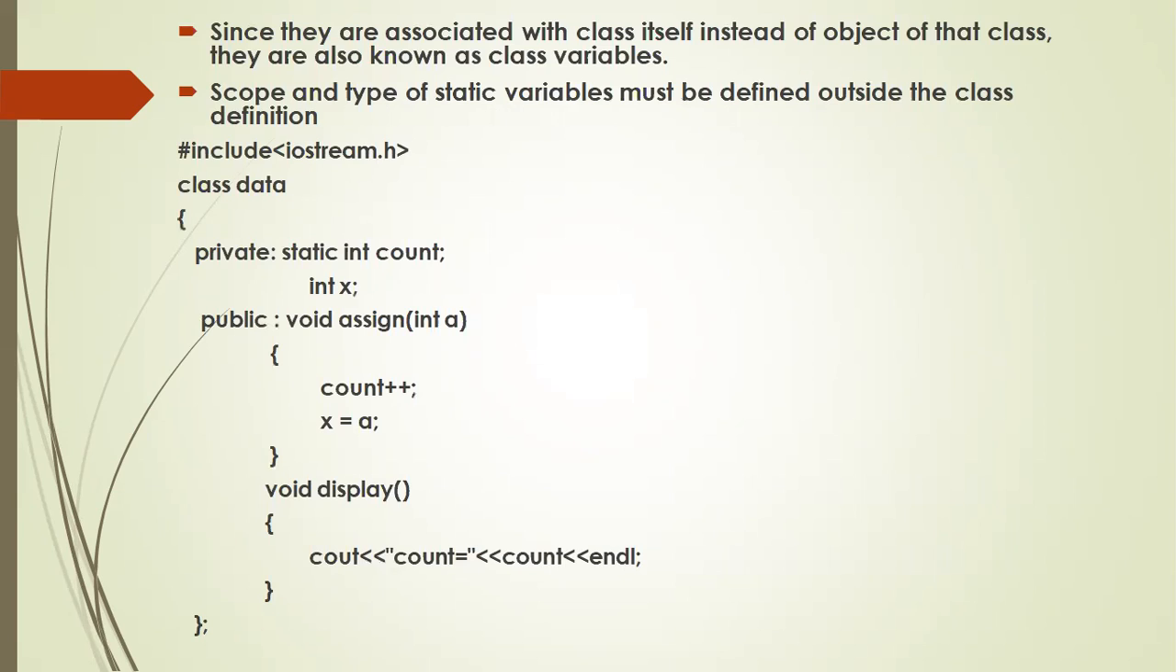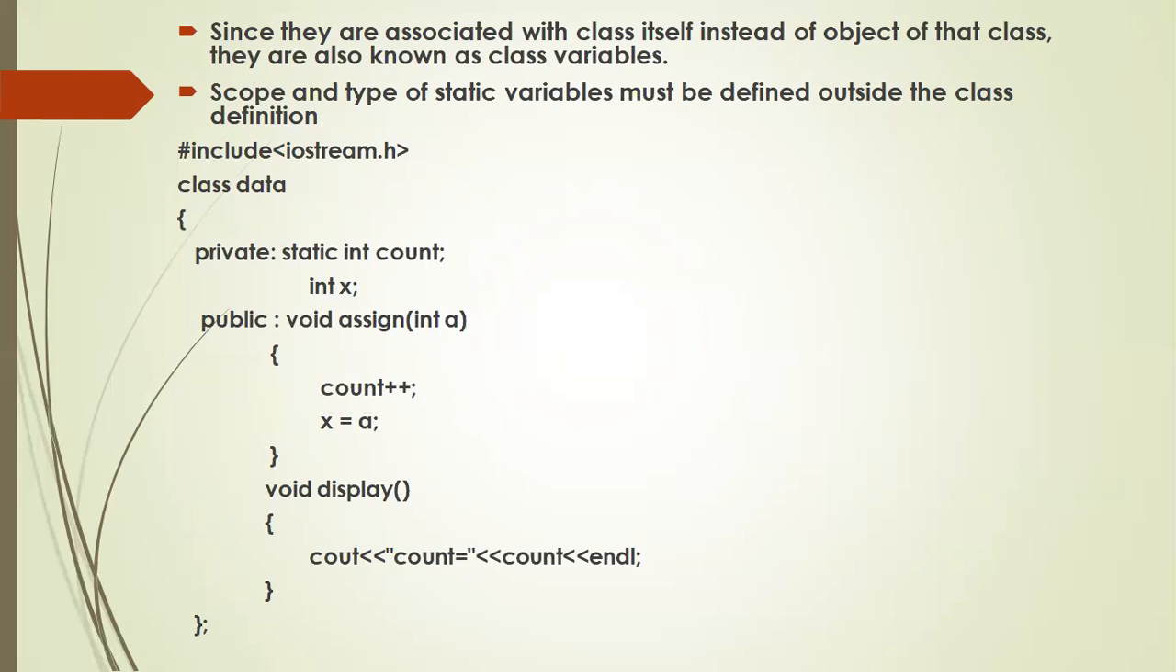And generally, a static data member is not associated with any object. It is associated with the whole class. That's the reason a static data member is also called a class data member or class variable, whereas a non-static data member is called an instance variable or object variable.